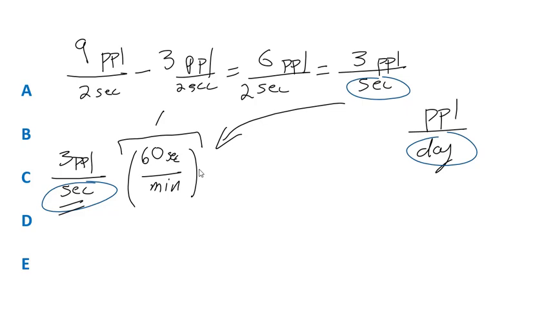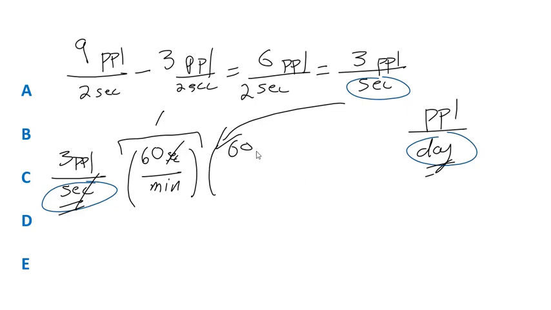So we're not changing the value of anything. If you multiply anything by 1, you get the same value. We're just expressing it in different terms, in different units. Seconds and seconds cancel. I now have 3 times 60 people per minute. So we're on our way. We want to get to days.